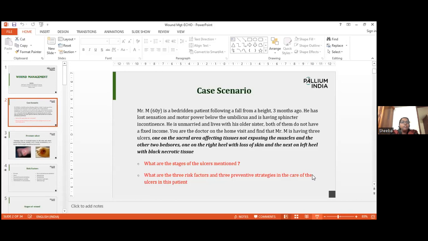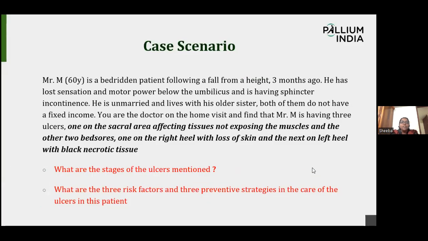So this is a patient scenario. Mr. M, 60-year-old bedbound patient following a fall from a height 3 months ago. He has lost sensation and motor power below the umbilicus and is having sphincter incontinence. He is unmarried and lives with his older sister. Both of them do not have a fixed income.